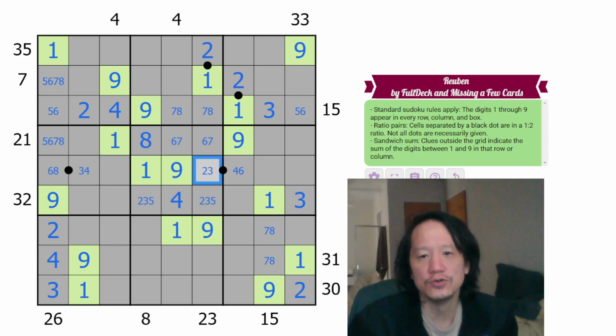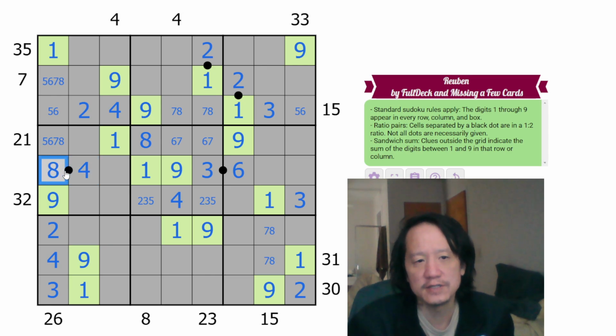This can't be 2 because of this 2, therefore this must specifically be 3, and therefore this is 6 to make a 1-2 ratio with it. This can't be 3 anymore, so this must be 4, and this has to be 8 to basically have a 1-2 ratio there. This can't be 8, this can't be 8.